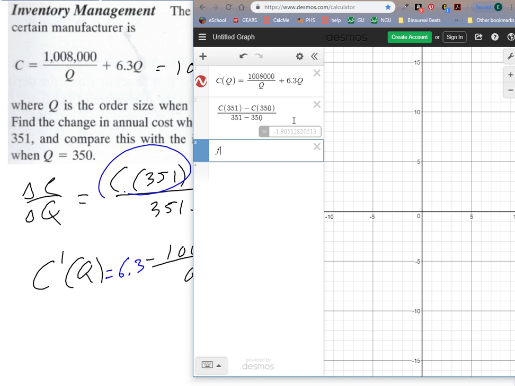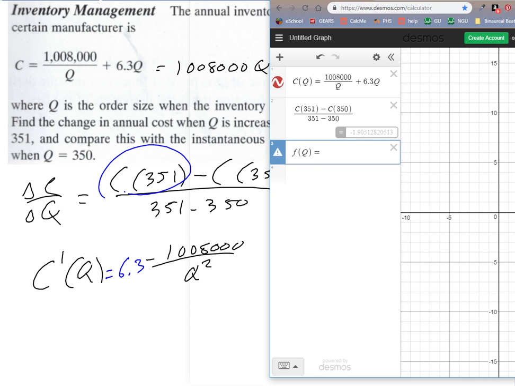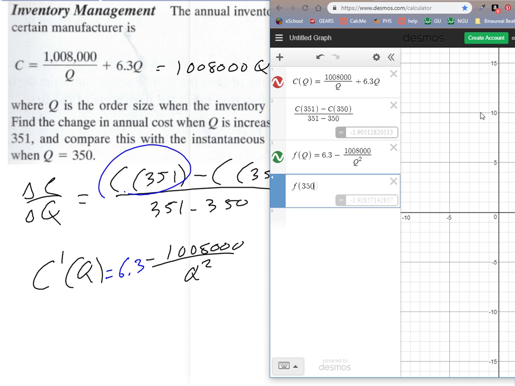Okay, so then we've got C prime. We'll just call that F. F of Q equals 6.3 minus 1,008,000 divided by Q squared. And we just want to evaluate that derivative function that we called F at 350. And look what we get. We get something a little bit different, right?